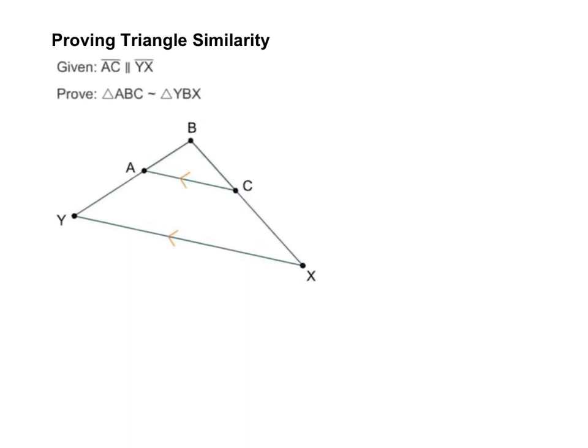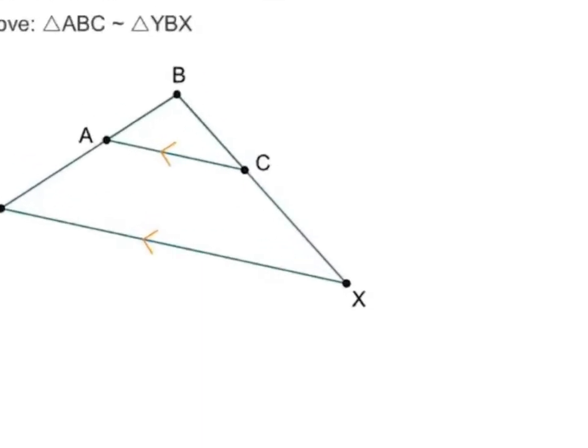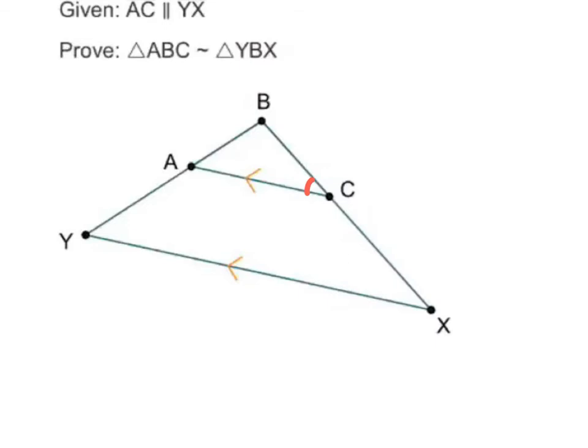All right, because I have two parallel lines here cut by transversals, I can automatically come in here and just do this. I know that angle C is congruent to angle X because they are corresponding angles. Okay, I also know that angle A is congruent to angle Y because they are corresponding angles. Okay, what that gives me is two pairs of angles that are congruent, resulting in the fact that angle B is also congruent to itself, which means that these triangles then are similar. Okay, so let's do that.